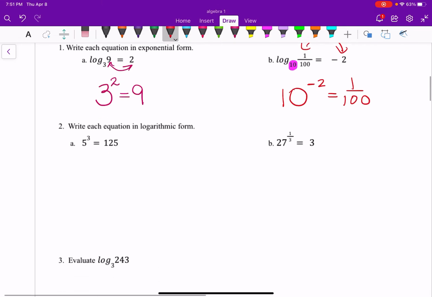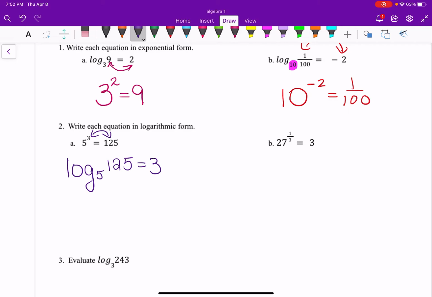Now let's switch the other way. We want to write this into logarithm form. So the first thing I do is log, and I find my base. My base is 5, and then these two switch sides. So log base 5 of 125 equals 3.